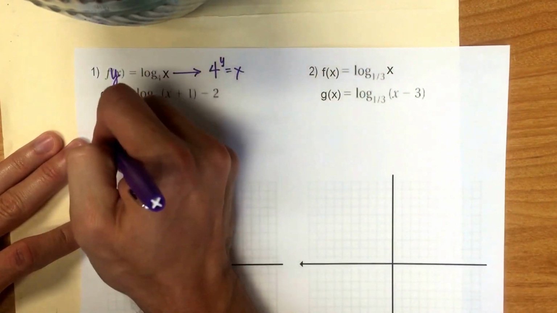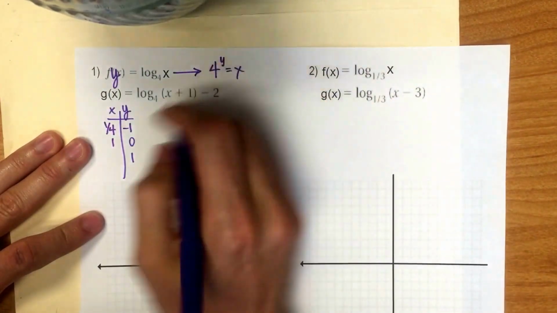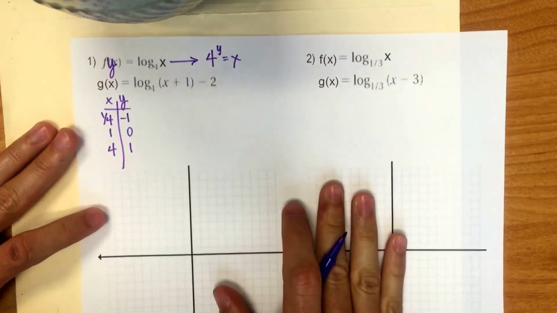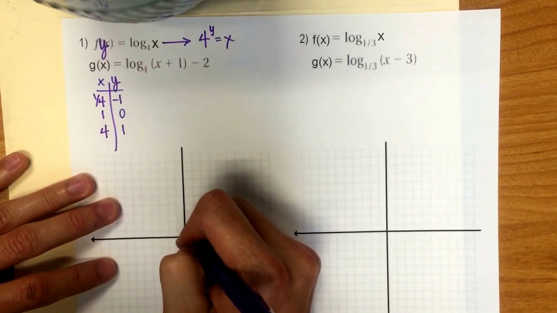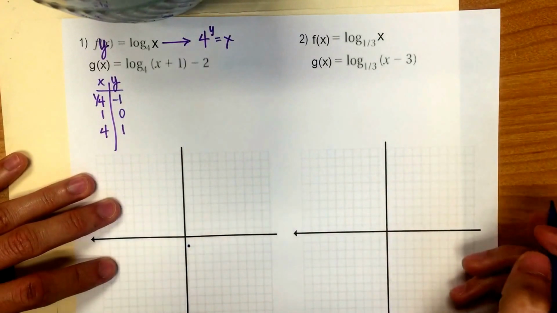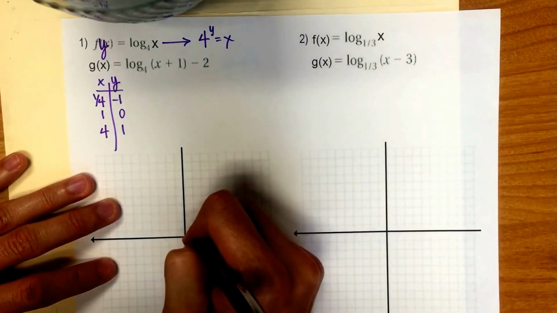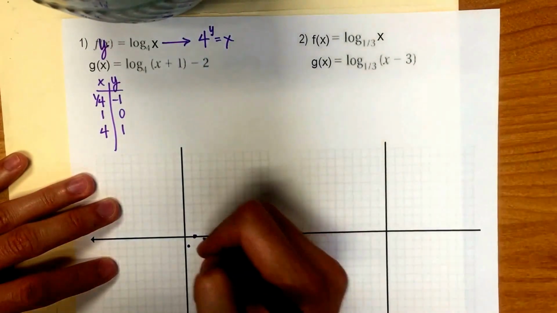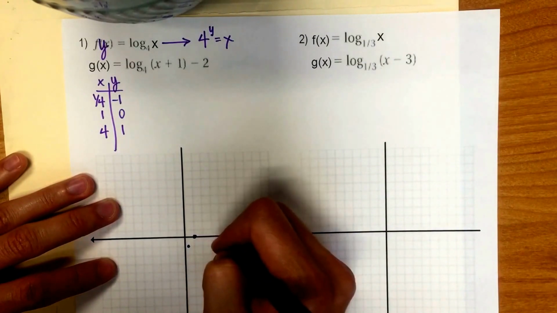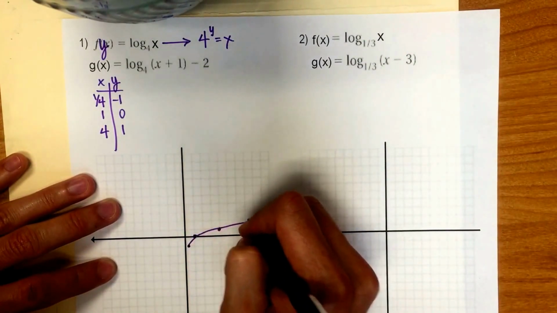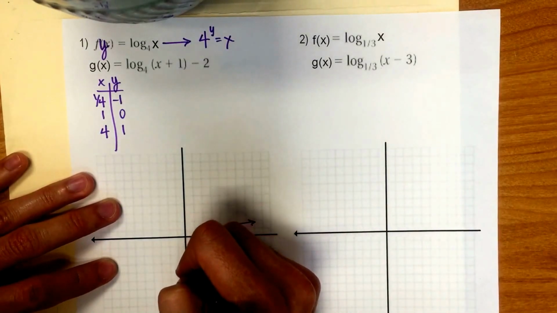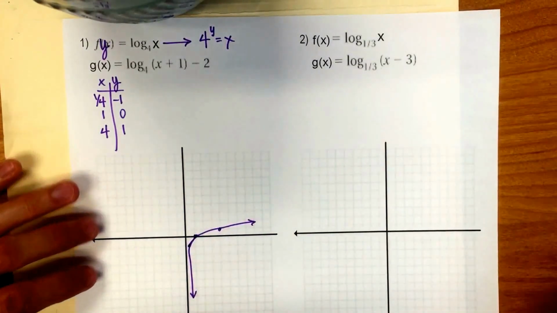4 to the 0 is 1. 4 to the first is 4. So let's see what this thing looks like. 1/4, down 1 would look something like that. 1, 0 is an x-intercept. And 4, 1 looks like that. So this is going to slowly grow, and it's going to dive very quickly.